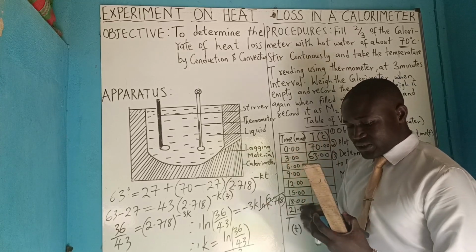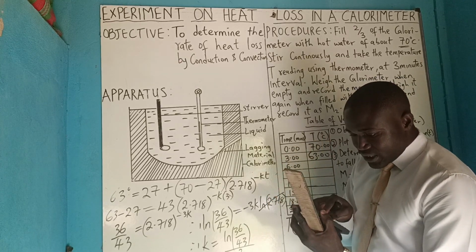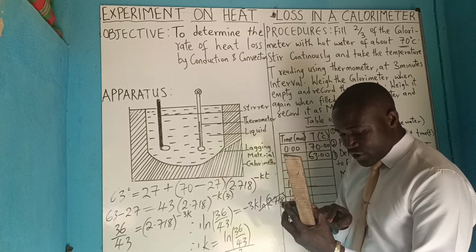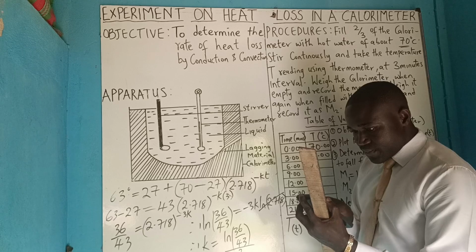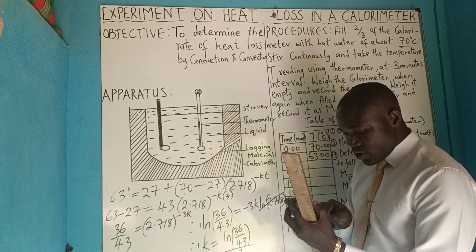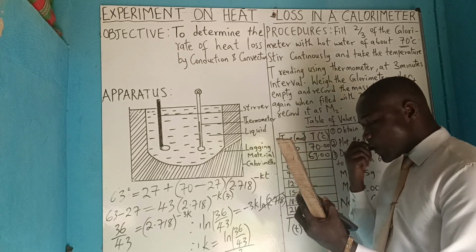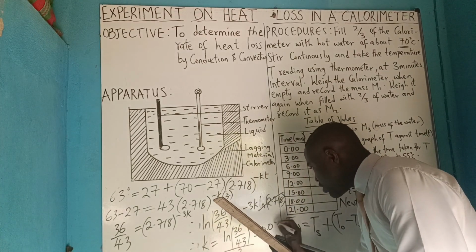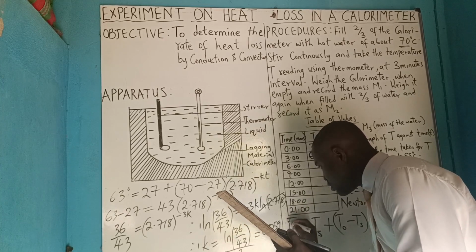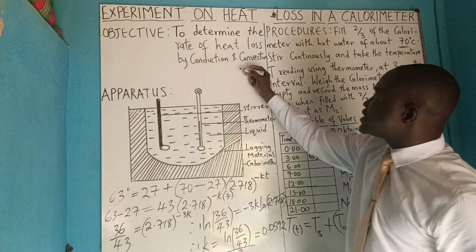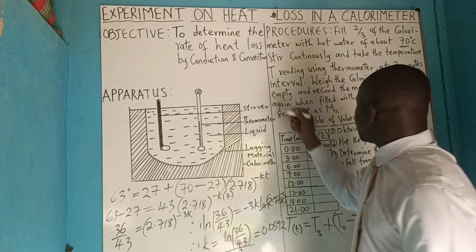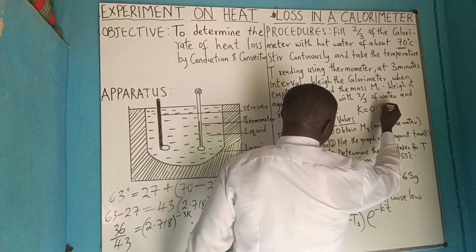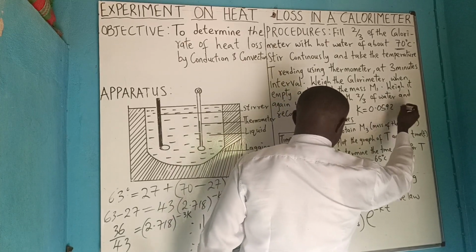Let's get its value. We say ln bracket 36 divided by 43, divided by minus 3. So the answer will be 0.0592. So we say that our k, we'll write it here, that our k is equal to 0.0592.